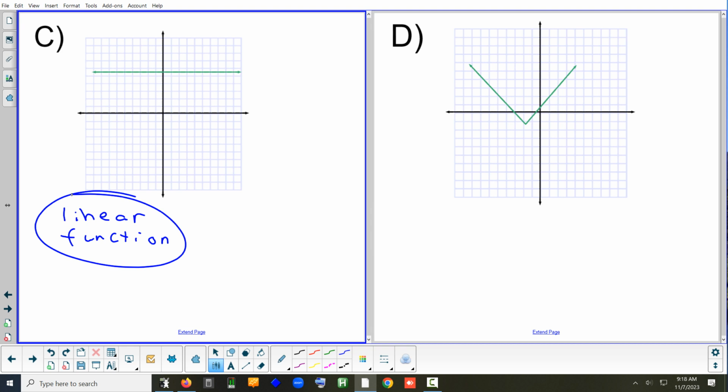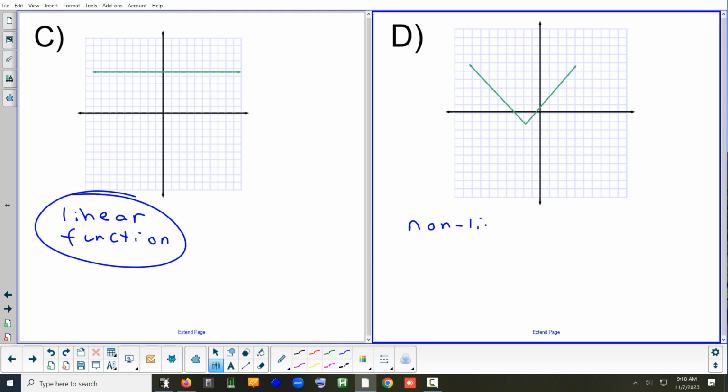Perfect. And what about D? What'd you get for that one, Brady? I say non-linear. That's part of it. Function, right. It's a non-linear function. Okay, so let me ask those two things again. Why is this one non-linear?